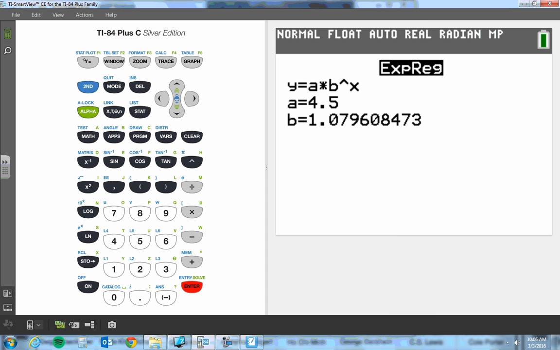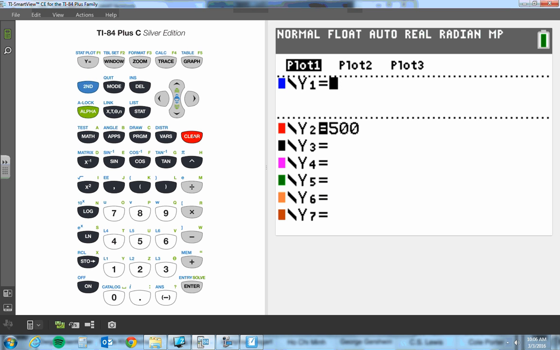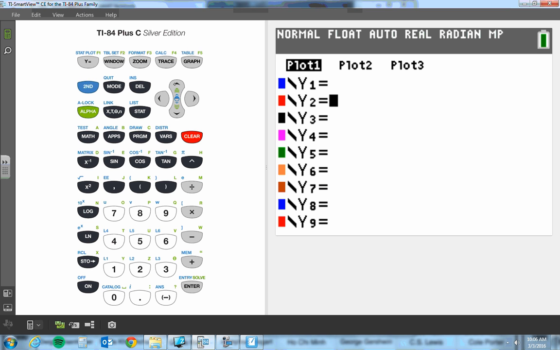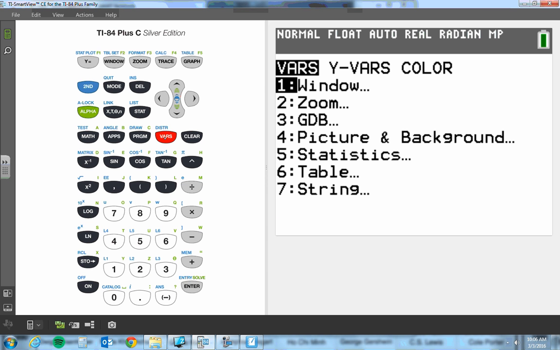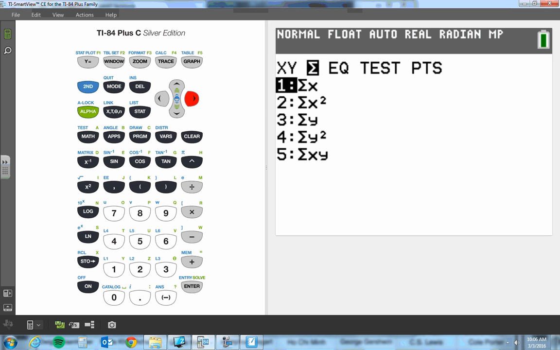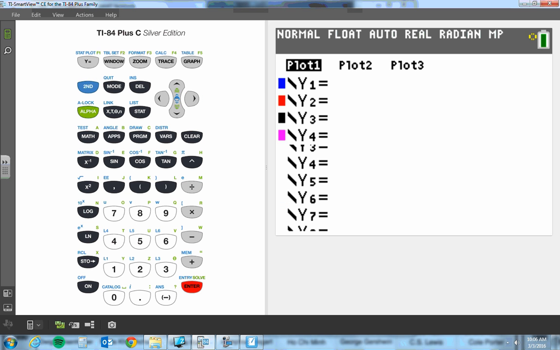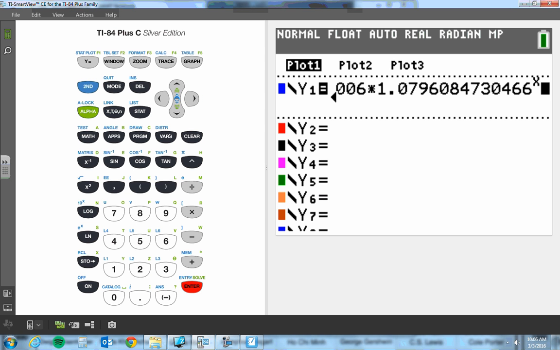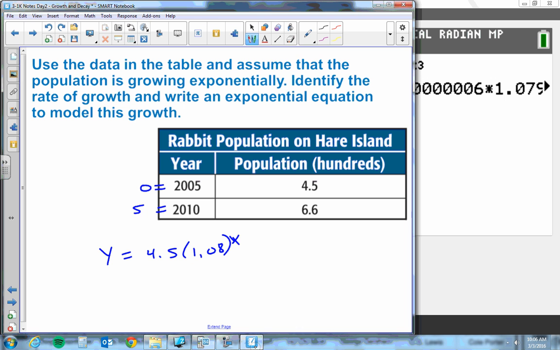Once again, we want that in y equals now. Go to y equals, clear out what we had, and then tell me again how to get the equation pasted in there. Vars, 5, statistics, EQ menu, and 1, or enter. And then let's go and look at the next question.